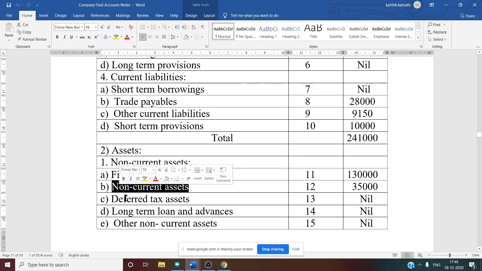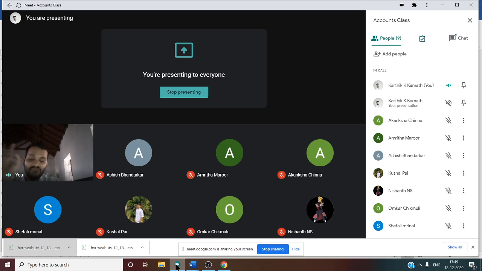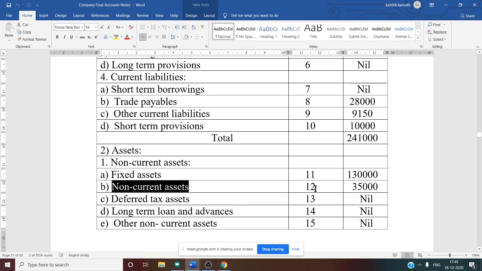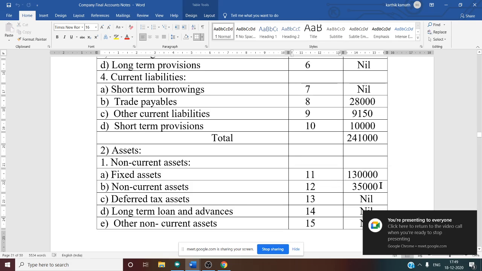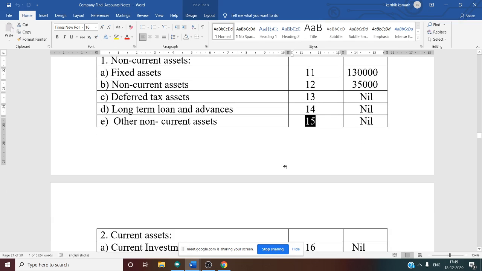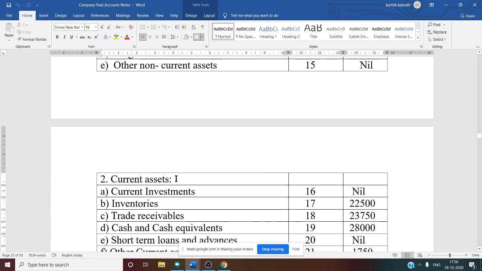Non-current asset, there is debenture redemption fund investment is there, and HDFC bond investment made by the company in HDFC bond. So you can combine that information, or else you can see the working note number 12 and there directly you can write the amount. Deferred tax asset not there, nil. Long term loan and advance working note number 14 not there, nil. Other non-current asset 15, nil. Now, second main head under asset, that is current asset. Under this, there are 6 working notes. Now, current investment. Current investment in this question not there, 16, nil.